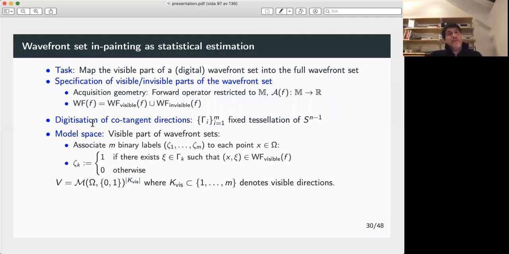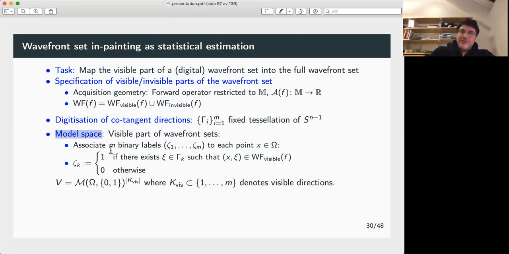Now we can show, and of course it's tangible. Could I use machine learning to in-paint the invisible portion here? It's a bit tangible, right? I mean, is that even possible? And again, the model space now is the visible part of the wavefront set.